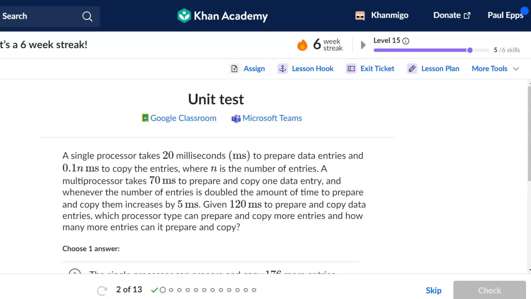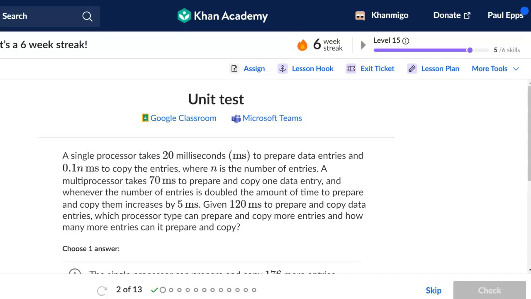A single processor takes 20 milliseconds to prepare data entries and 0.1 n milliseconds to copy the entries, where n is the number of entries. A multiprocessor takes 70 milliseconds to prepare and copy one data entry, and whenever the number of entries is doubled, the amount of time to prepare and copy them increases by 5 milliseconds. Given 120 milliseconds to prepare and copy data entries, which processor type can prepare and copy more entries, and how many more entries can it prepare and copy?